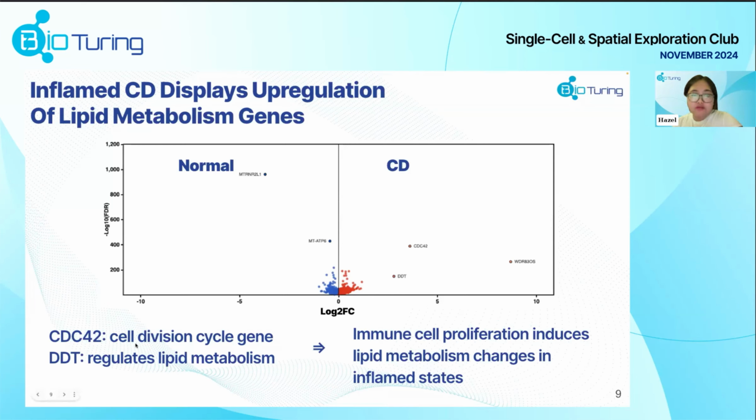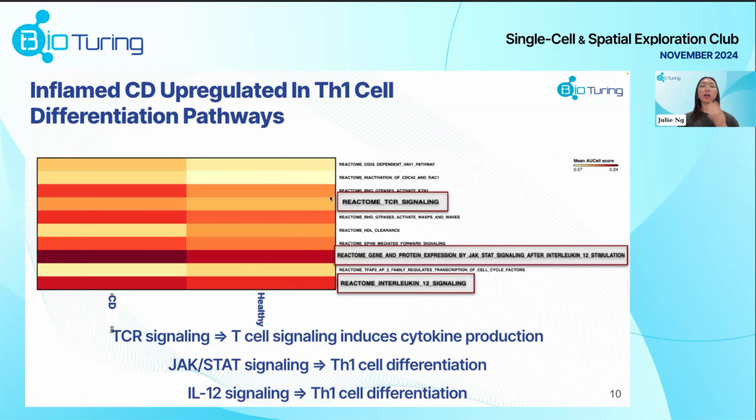CDC42 and also DDT. Now I believe coming up next will be the pathway enrichment results, right? Yes, so from here we have specific genes that might tell us about these pathway differences, but we can also do some pathway enrichment tests. So when I compare Crohn's disease versus healthy, I see high expression of these pathways such as TCR signaling, JAK-STAT signaling, and IL-12 signaling.